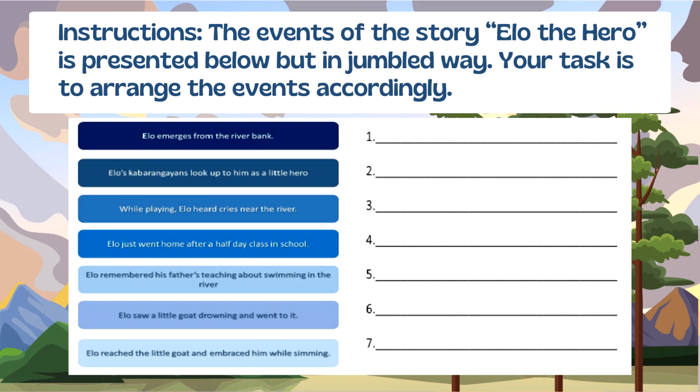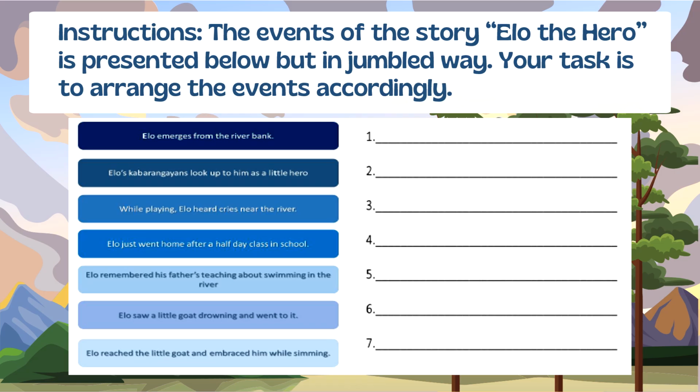Now, here's a story map. The events of the story, Elo the hero, are presented below but in a jumbled way. This has to do with the plot. Your task is to arrange the events accordingly. So, there. Elo emerges from the riverbank. Elo's kabarangayans or neighbors, villagers look up to him as a little hero. While playing, Elo heard cries near the river. Elo just went home after a half-day class in school. Elo remembered his father's teaching about swimming in the river. Elo saw a little goat drowning and went to it. Elo reached the little goat and embraced him while swimming. So you have to arrange that.